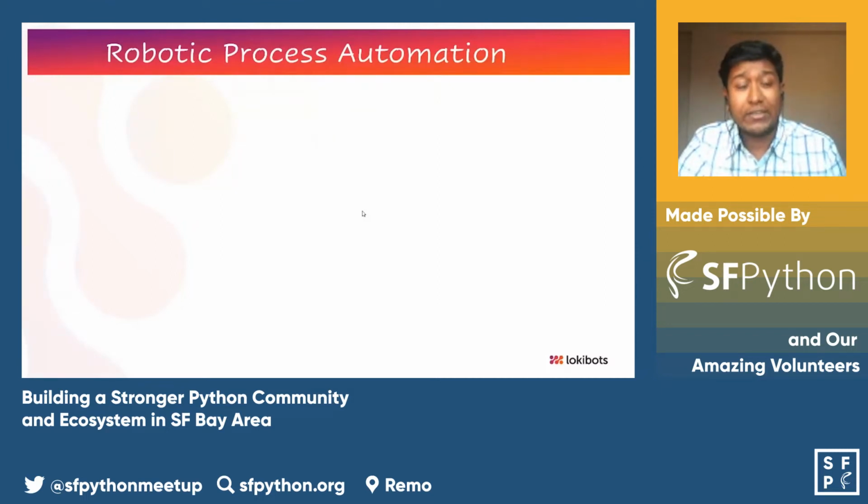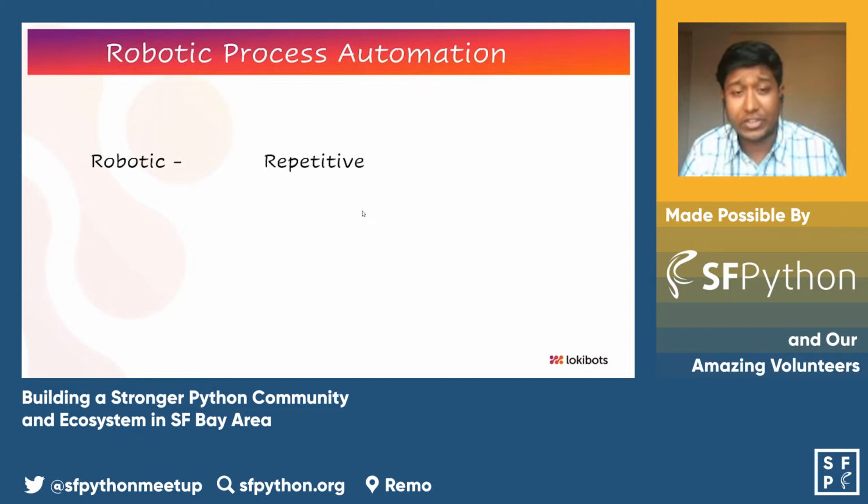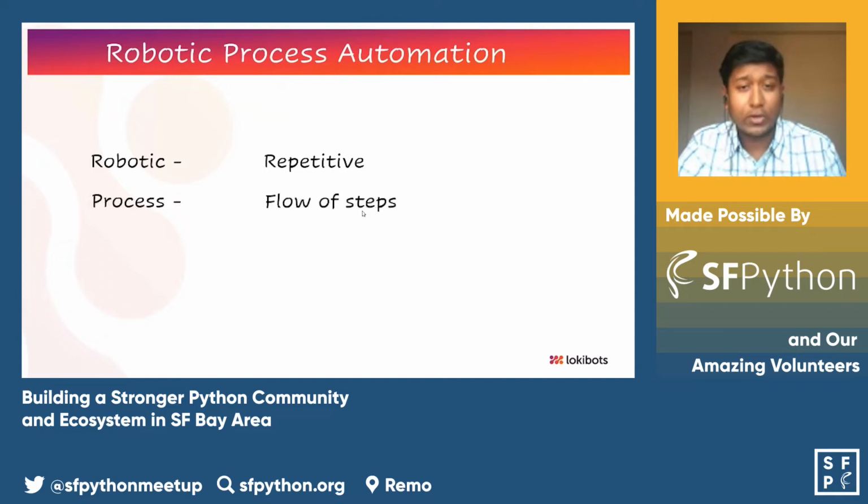So let's dive into this word term by term. Why is it known as robotic? It is known as robotic because it's repetitive in nature. The work we do in our day-to-day life is repetitive and mundane, and boring after a point of time. It's known as process because it's a flow of steps. We know where to start, we know where to end, what comes after what. So we know the whole flow of the process. That's why the work is known as a process.